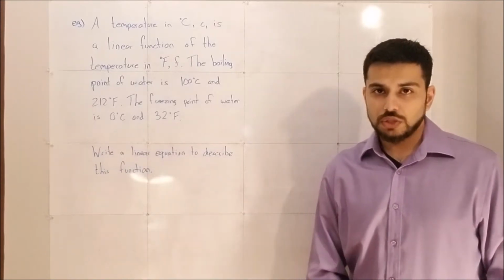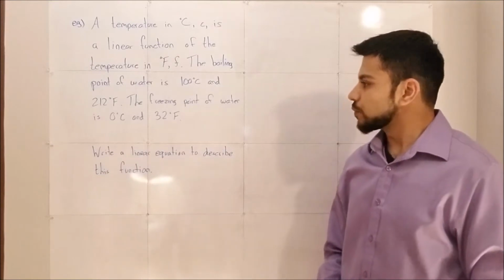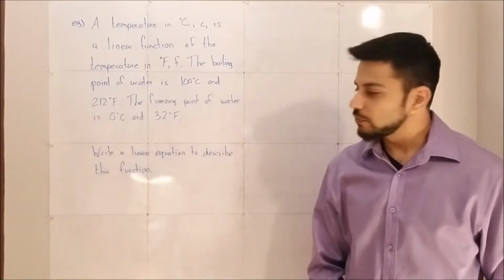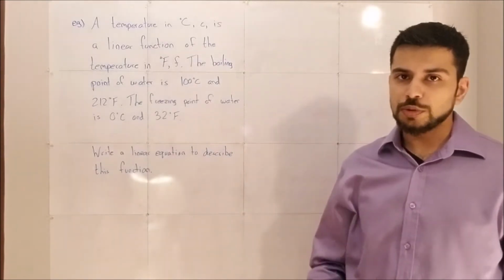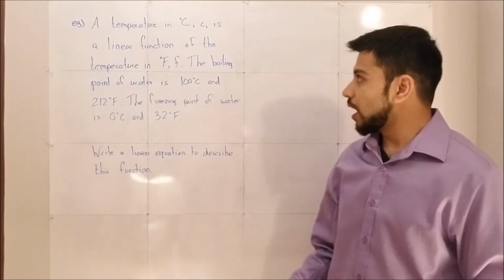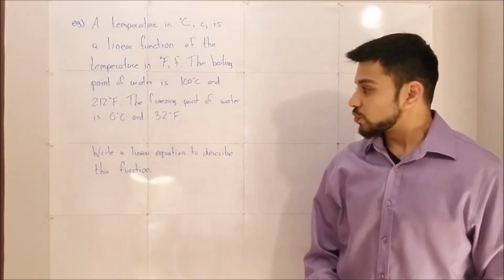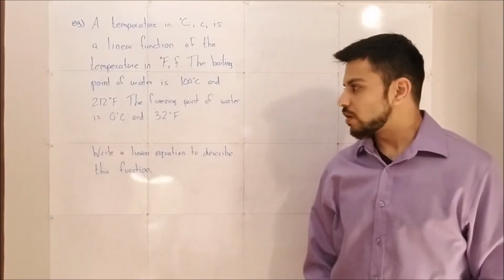Well, where do we even start, right? Well, we know it's a linear function of some sort, so we could use slope-intercept form, or we could use slope-point form to solve this. Now, slope-intercept, we need to know what our slope is and what our intercept is. I don't know either of those with the information that's given to me. For slope-point form, I need to know a point, and I also need to know my slope.